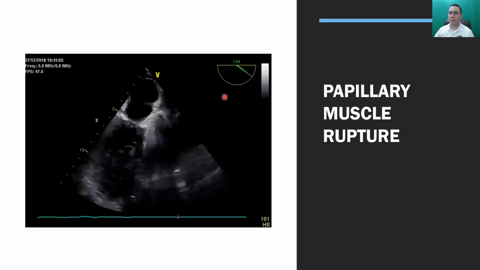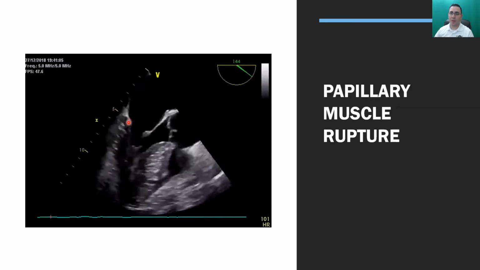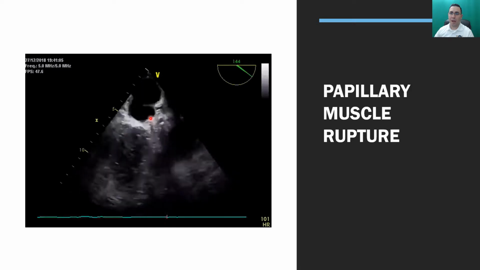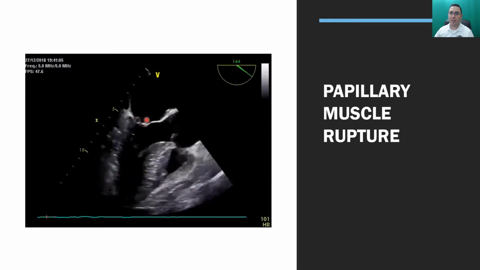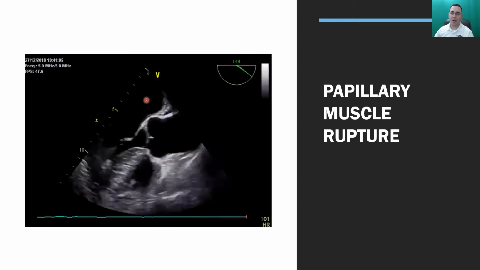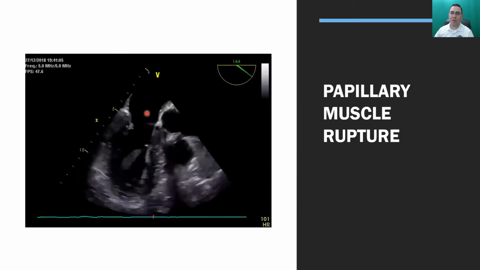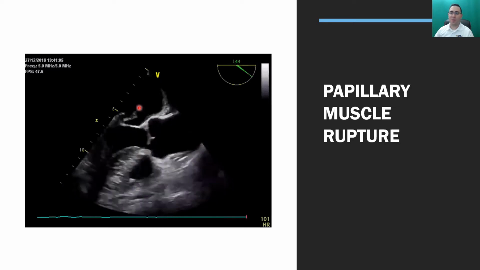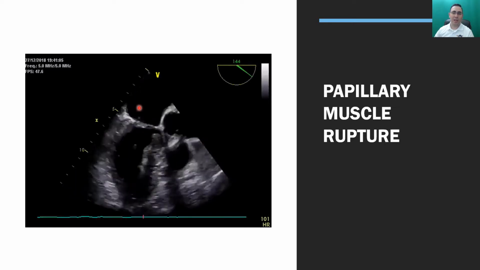And this is a TEE view. Here we have the mitral in this TEE view. As you can see, I want you to take a look at this video. Look at here, see what's going on. There is a papillary muscle rupture, and of course this is going to give you a flail leaflet.